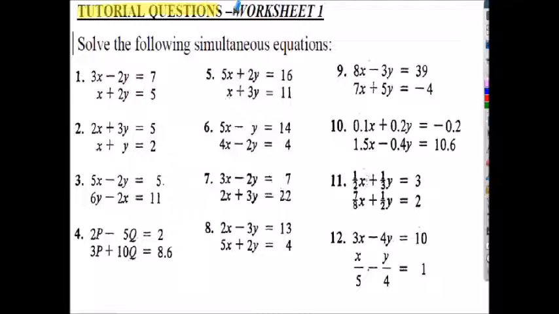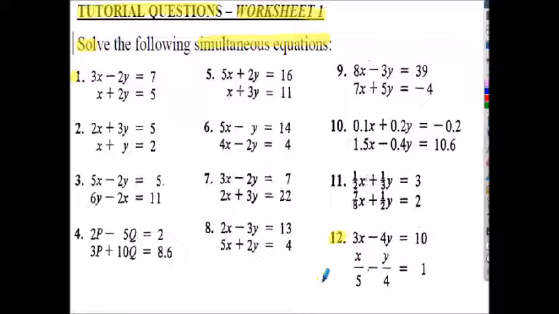Tutorial questions. This is worksheet 1 shown here. We're asked to solve the following simultaneous equations. There are 12 questions here. I would encourage you to use elimination initially. Some of the later questions, if you want to try substitution, that's fine.